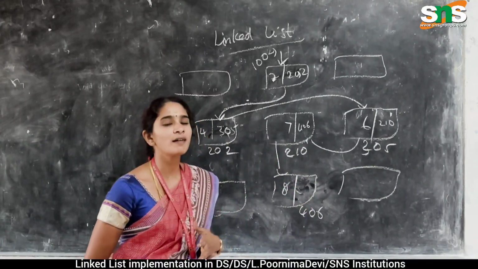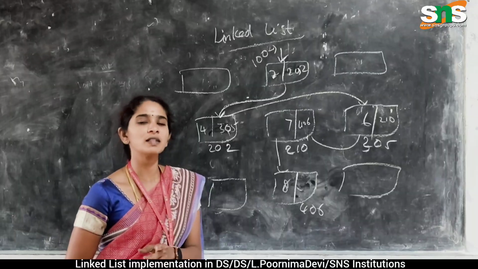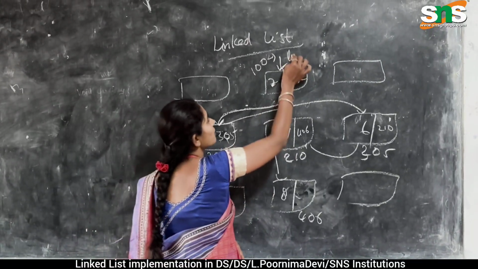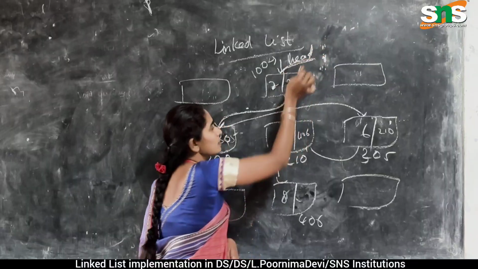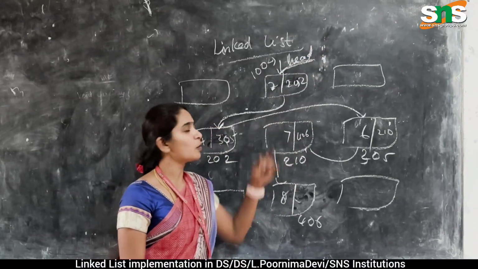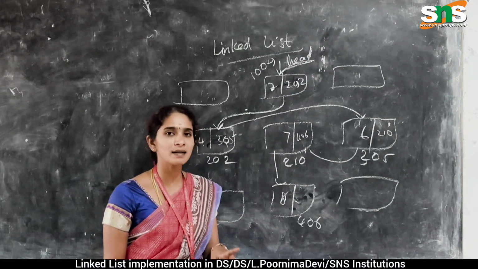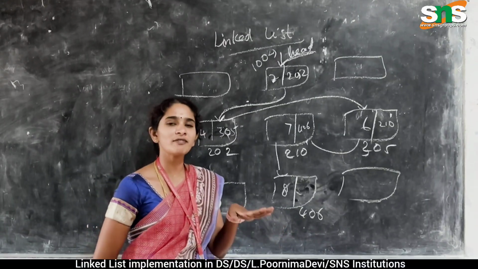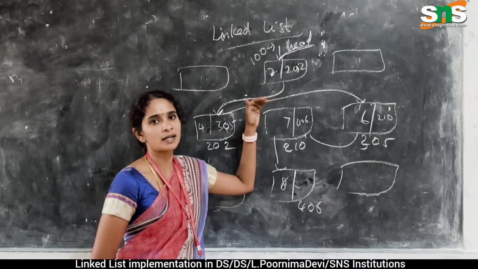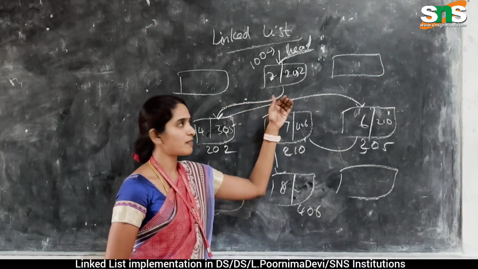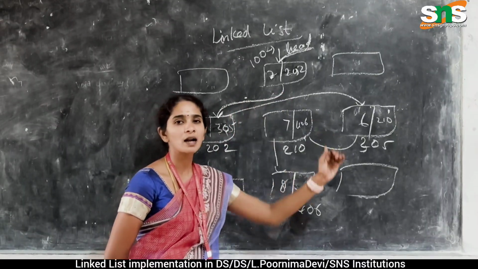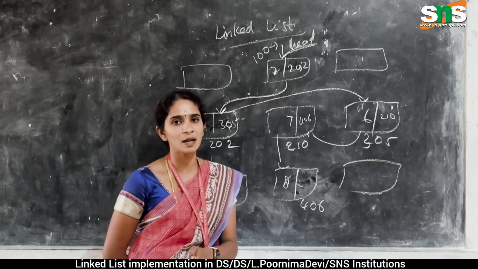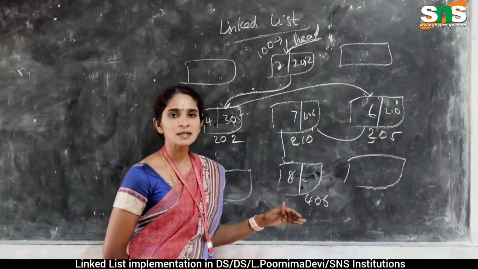But how do we find the address of the first element? With the help of the head pointer. We add one head pointer which holds the address of the first element, where it is. So you find the first element with the head pointer, and after finding your first element, the sequential order is arranged with the help of the address of the next element. This is the linked list implementation.